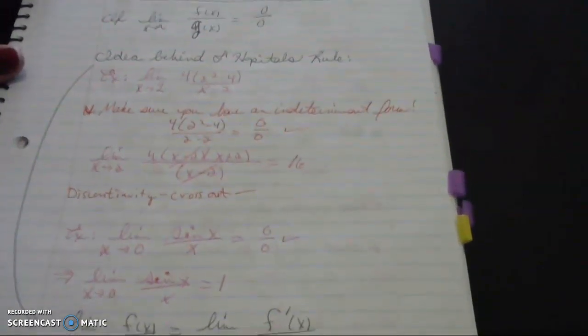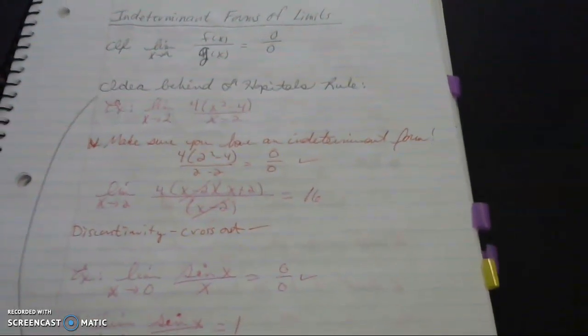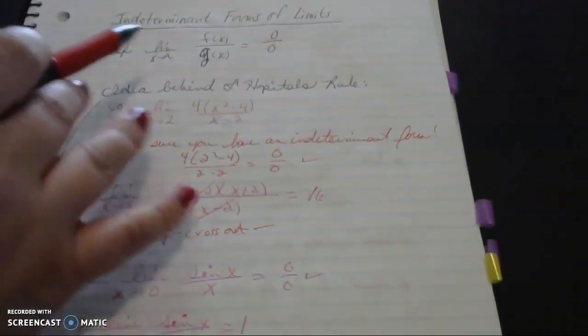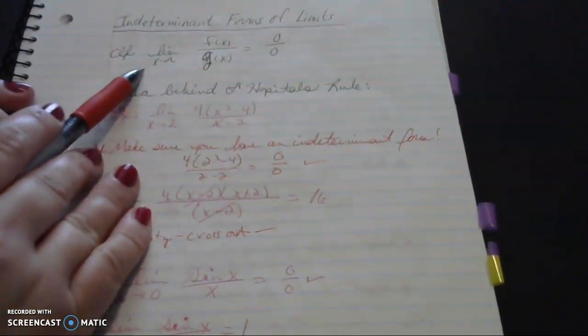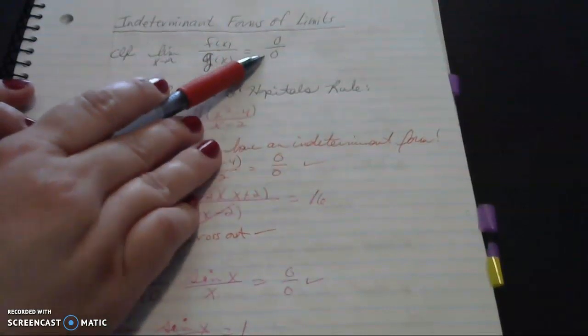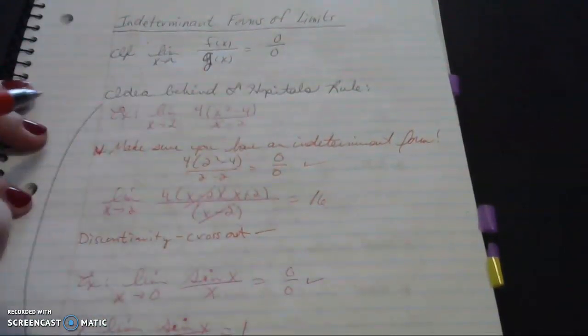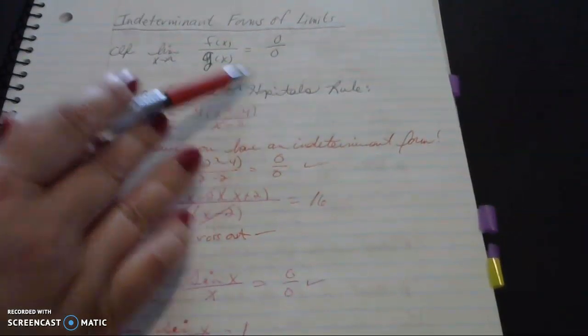Okay, so this is your last video as a prep for the chapter 5 information. And what this is about is indeterminate forms of limits. If you guys recall, when we were doing limits of functions, if we got a 0 over 0 or infinity over infinity, then that was an indeterminate form. And we had to kind of stop there.